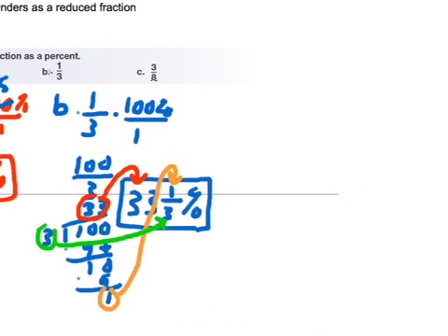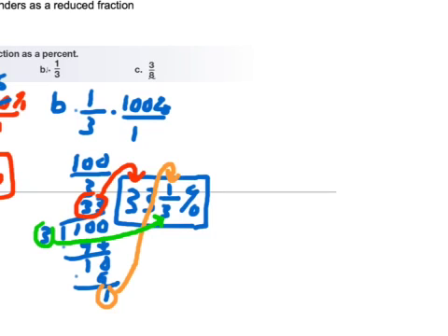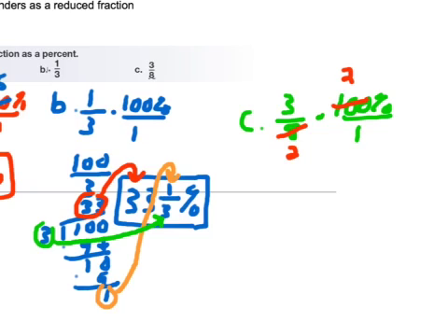We'll make ourselves some room here. Example C is 3/8. Again, we're going to multiply 3/8 by 100%. Now again, I can simplify first, because 8 and 100 both have a number that goes into them. Okay, 4 goes into each one. Well, 8 divided by 4 is 2. 100 divided by 4 is 25.